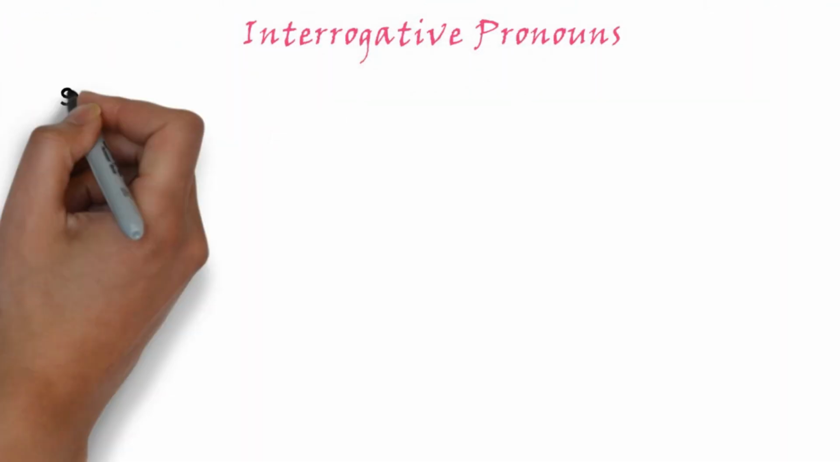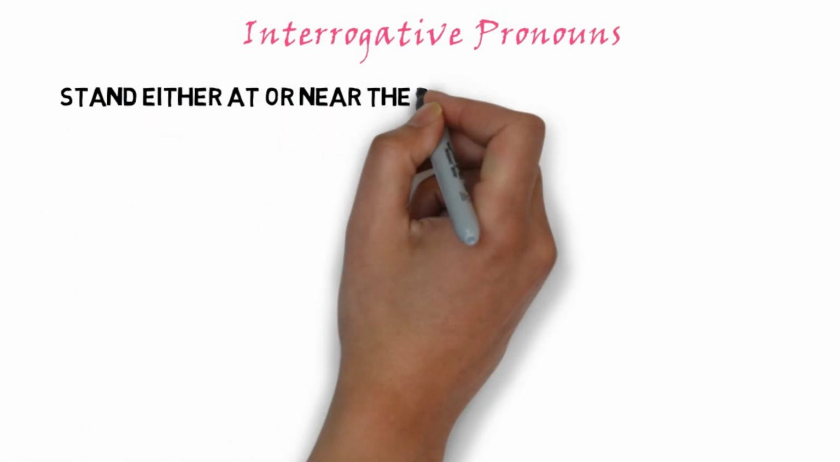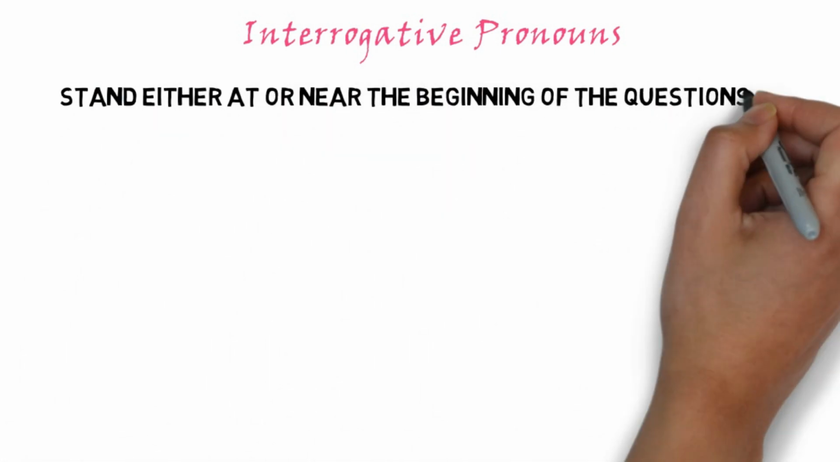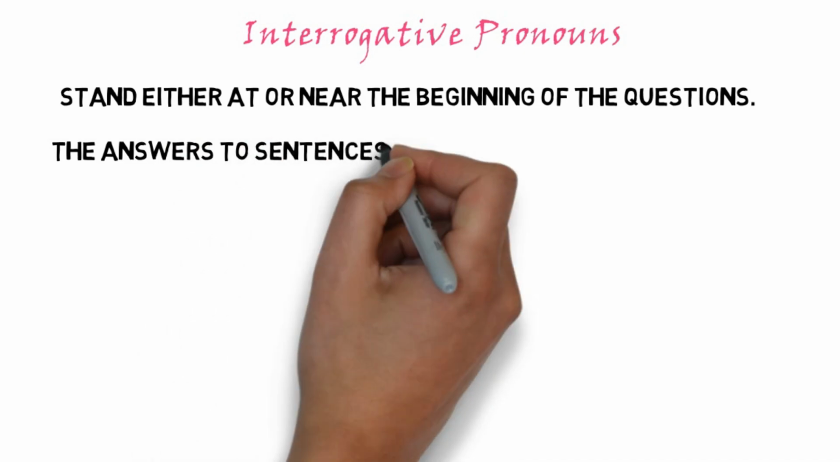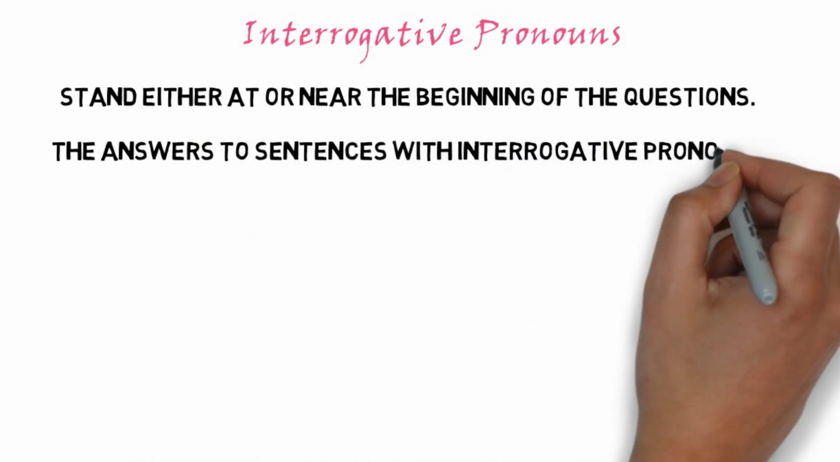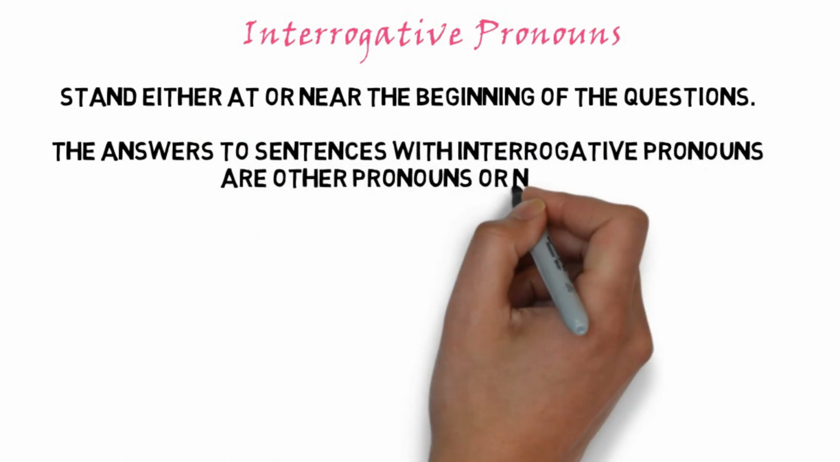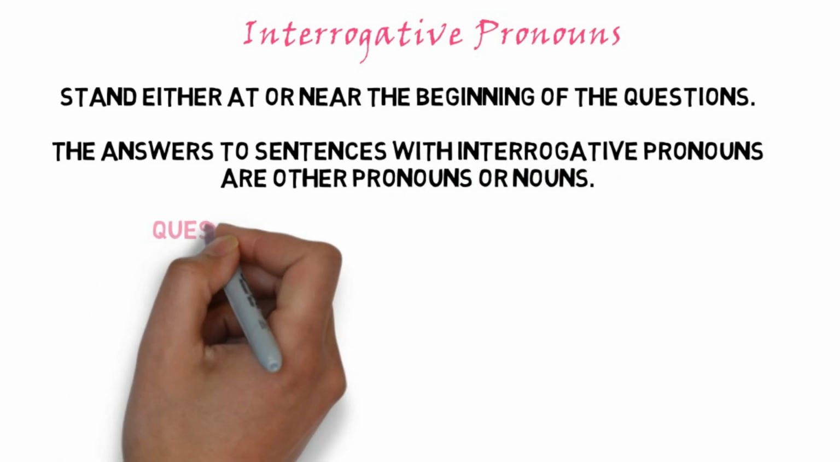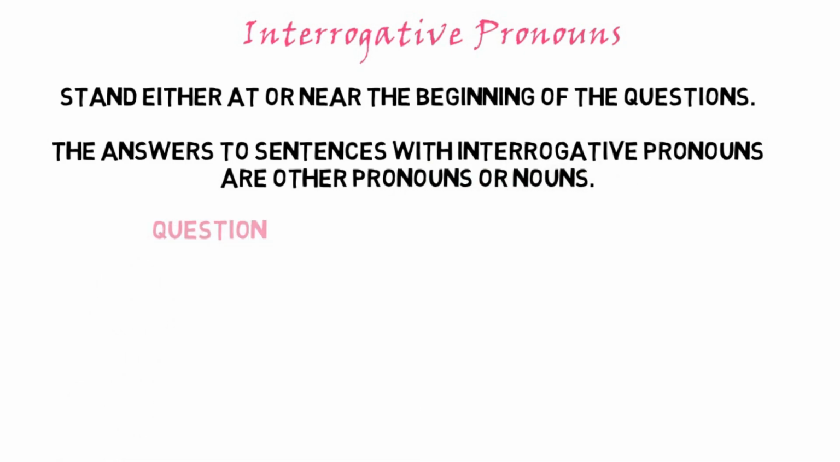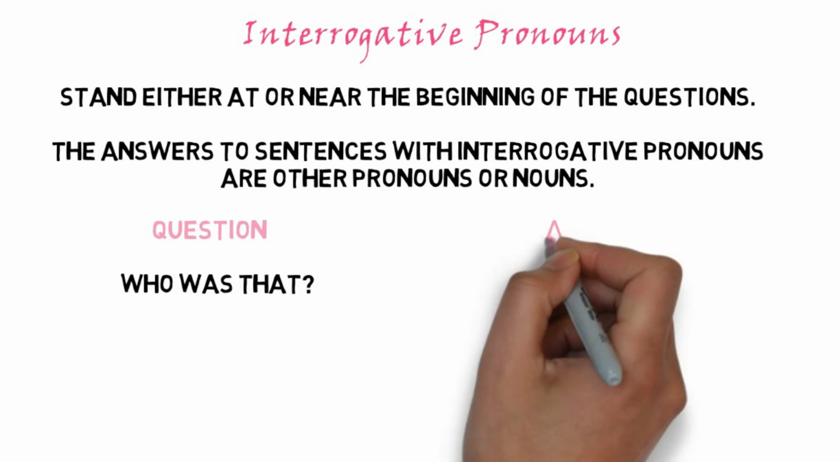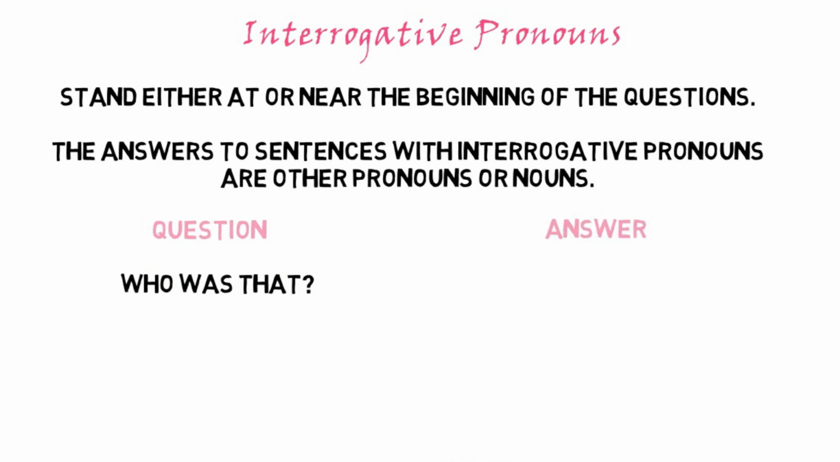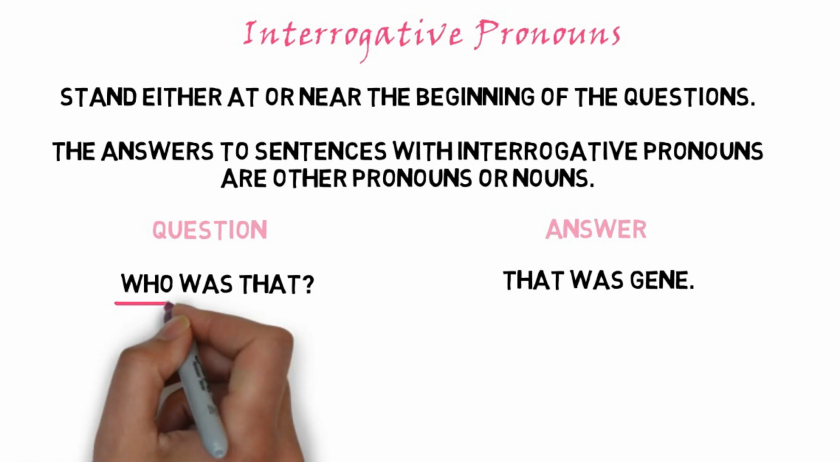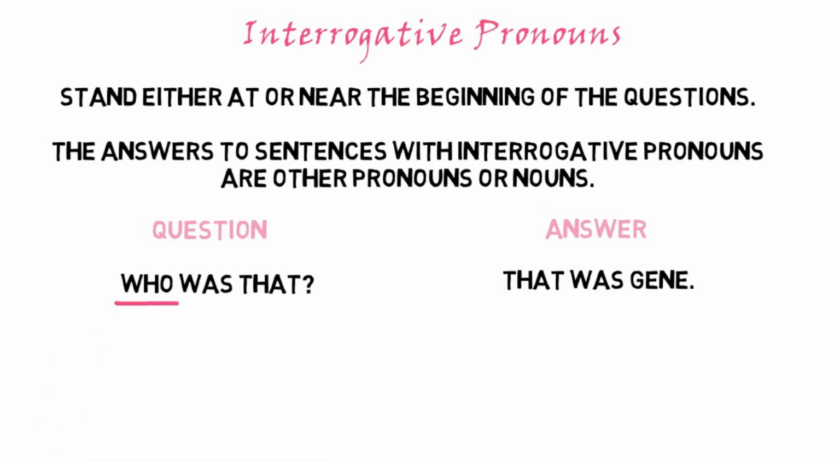Interrogative pronouns are those that stand either at or near the beginning of questions. The answers to sentences with interrogative pronouns are other pronouns or nouns. For example, a question, who was that? The answer to this sentence, that was Jean. Thus, who is the interrogative pronoun, whereas Jean is the noun that answers the sentence.